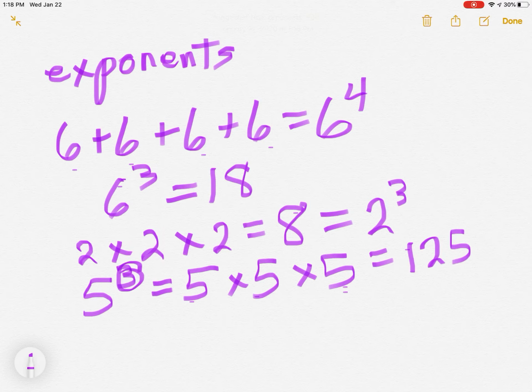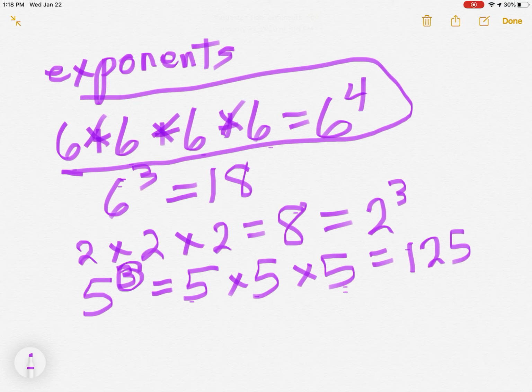Did I explain that wrong up here? I did. This would be 6 times 6. Okay? Not 6 plus. This would be 6 times. So that's just repeated multiplication.